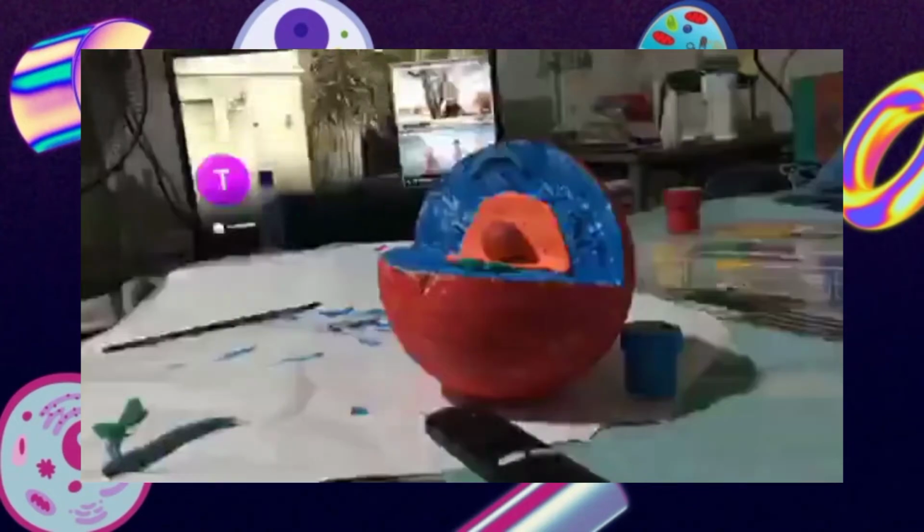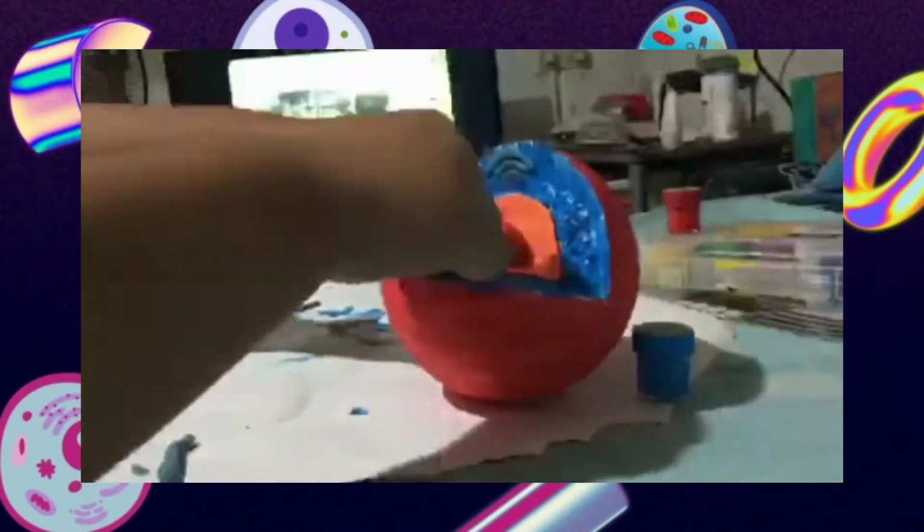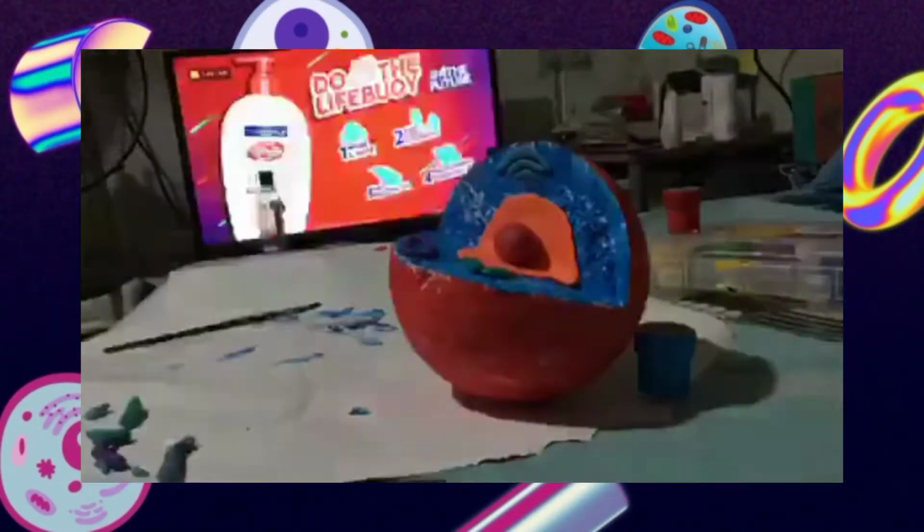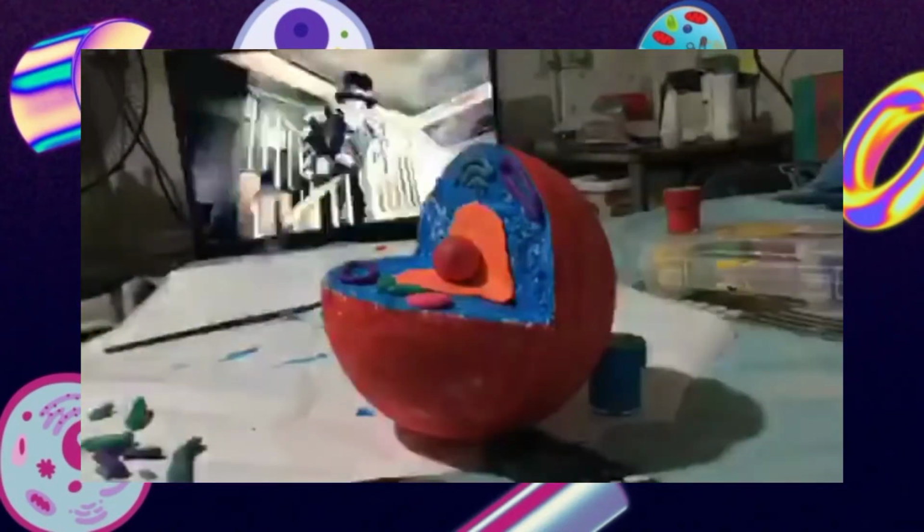So these are the following organelles found in the animal cell. They will all be labeled later on in this video. All of the materials used in this animal cell are recycled except for the styrofoam. The clay, the cutter, the paint are all recycled.